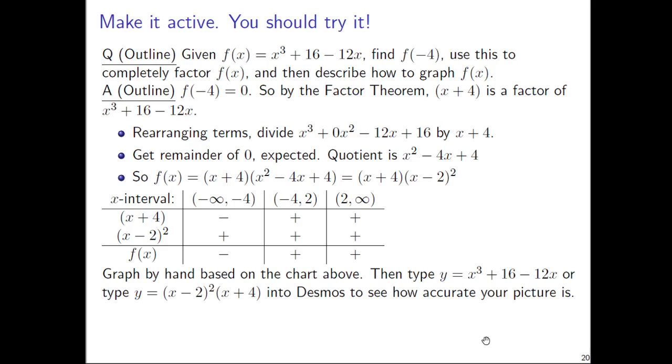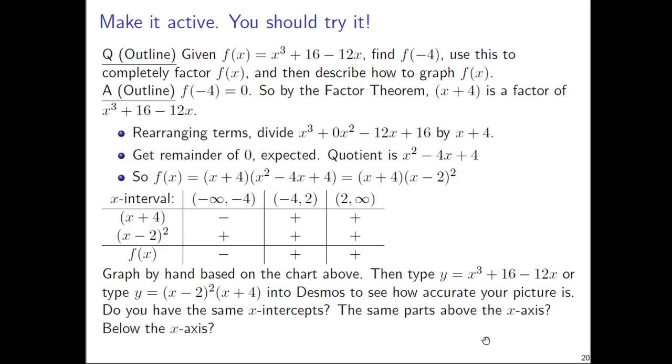Do you have the same parts of the graph? Do you have the same x-intercepts? Do you have any extra x-intercepts? Sometimes that happens. People draw in extra x-intercepts, but there should only be an x-intercept of negative 4 and an x-intercept of 2. Do you have the same parts of the graph above the x-axis? The same parts of the graph below the x-axis?